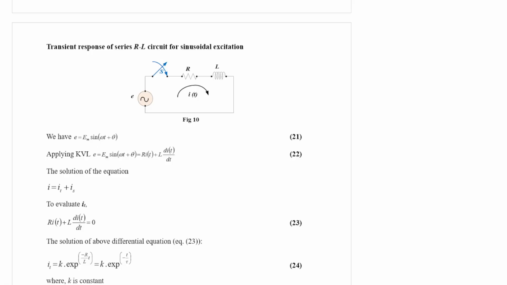Now what will be the response if we give the sinusoidal excitation to a particular electrical network? So let us consider figure 10, a very important network. It's a very practical network. Figure 10 represents a series RL circuit. Practically, this series RL circuit closely estimates a transmission line.